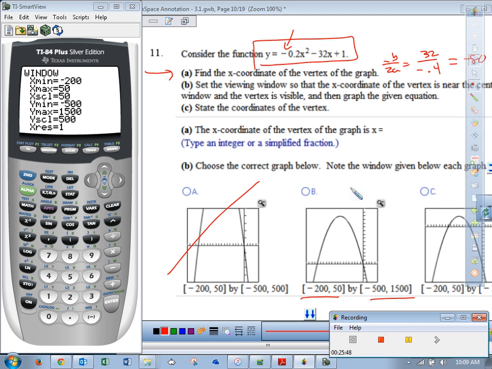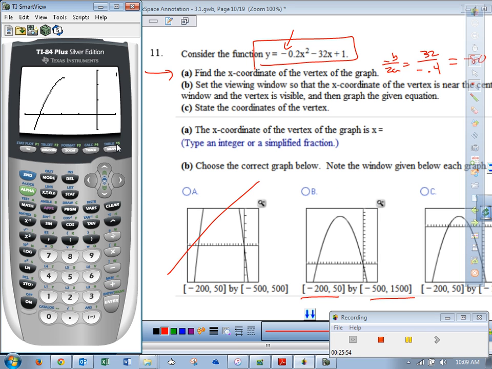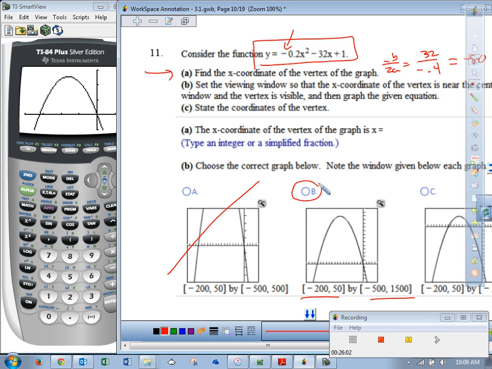So I'm trying choice B right here. I got my window set what they said. I'll hit graph on it, see if that's what it looks like. I think that's what it looks like. Isn't that what it looks like? Looks like choice B is our answer.